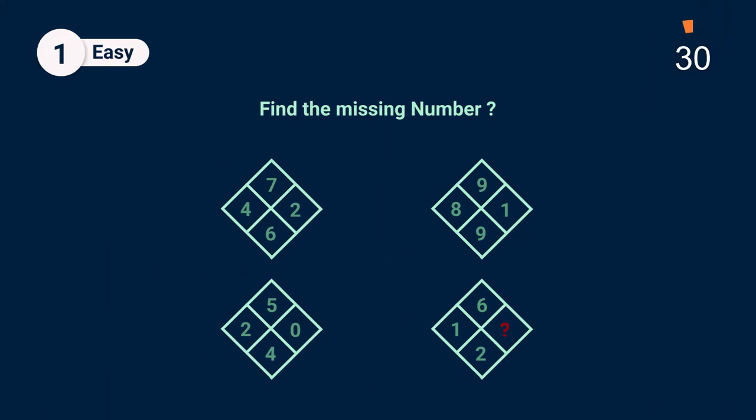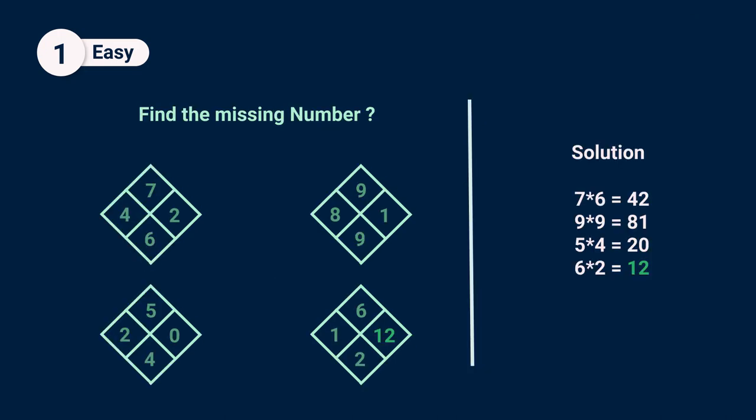In this question, you have to find the missing number at the red question mark. Solution. As we can see the pattern, when the vertical numbers are multiplied, we get the horizontal answer.